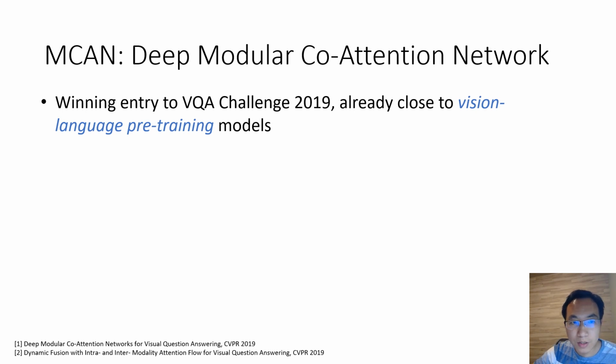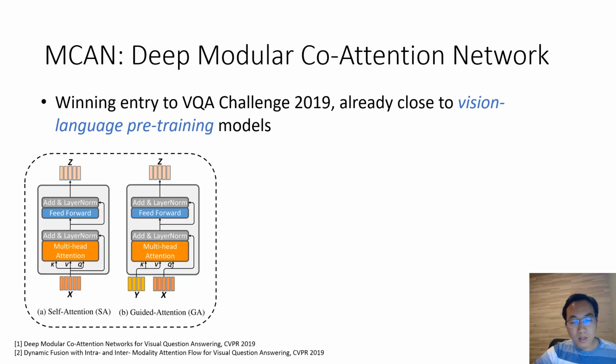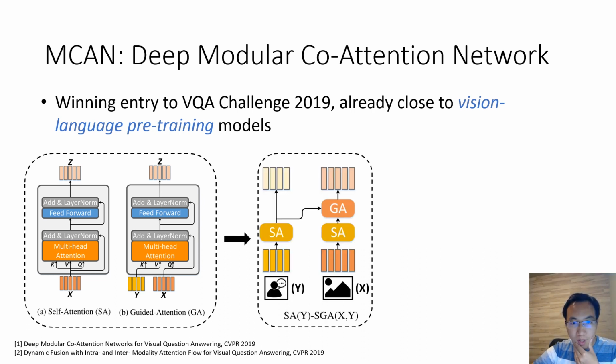For the winning entry to the VQA Challenge 2019, the multimodal fusion part was much enhanced through the so-called MCAN model, which is short for Modular Co-attention Network. This is already very close to the transformer model that is used for vision language pre-training. So basically, the authors designed two kinds of transformer block. One is called self-attention, and the other is called guided attention. And the self-attention is used to model the interactions inside one modality.